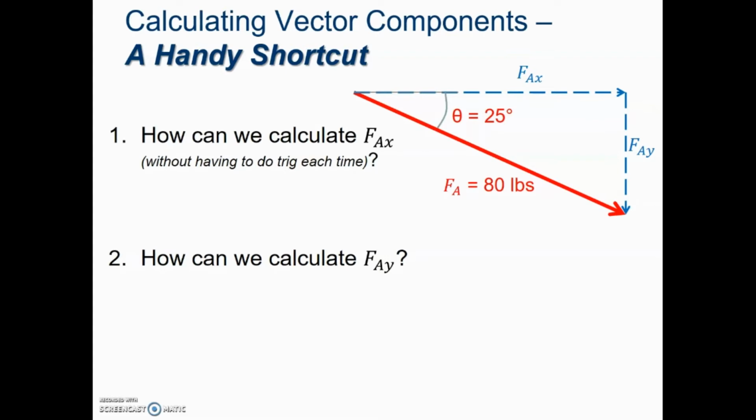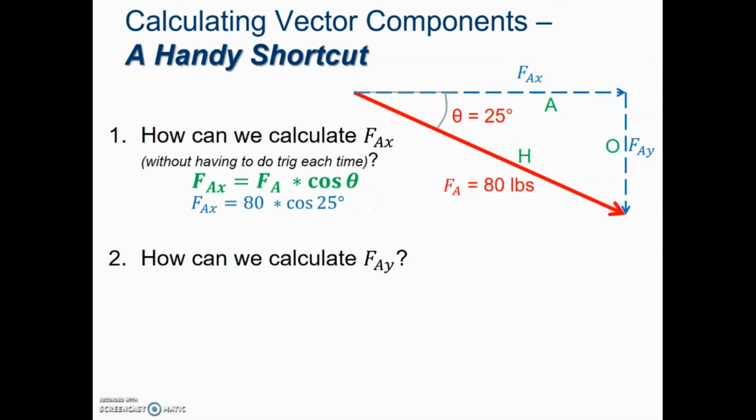So let's talk about a handy little shortcut. If you feel good about the trig work, this is something that we can do just to save us a little bit of time. If we're talking about FAX, again, we have the hypotenuse, we have the angle, we're looking for the adjacent side. We can use that to our advantage. We know FAX is our adjacent side. We can set that equal to our hypotenuse times our trig function. So instead of saying cosine theta equals FAX over FA, I'm just skipping that step because I know that FA is the hypotenuse and the x portion is found by cosine in this case.